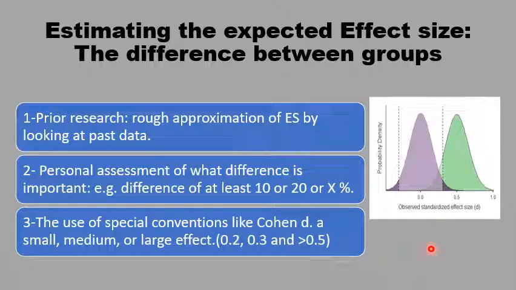You could also depend on your personal assessment of what difference is important in terms of length of stay in a hospital or amount of bleeding or rate of complication. Could it be a 10% difference, 20, 30, or whatever? The third thing is to use a special convention like Cohen's d, and he classified the effect sizes into small with 0.2 effect size, medium with 0.3 effect size, and large effect more than 0.5 effect size.